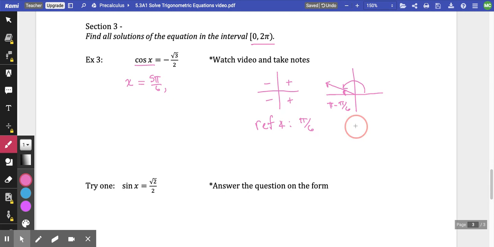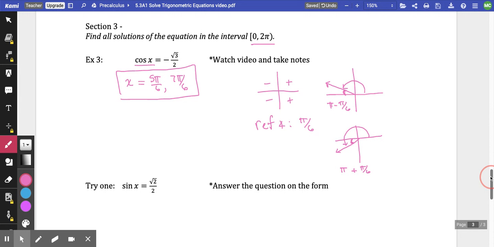I would do the same for quadrant 3. So in quadrant 3, I need the pi over 6 angle. This angle is pi over 6. The one that I actually need is in standard form here, from there to there. So this one is pi over 6 beyond pi. So to find it, I would say pi plus pi over 6, which would be 7 pi over 6. So my solutions for this equation are 5 pi over 6 and 7 pi over 6.